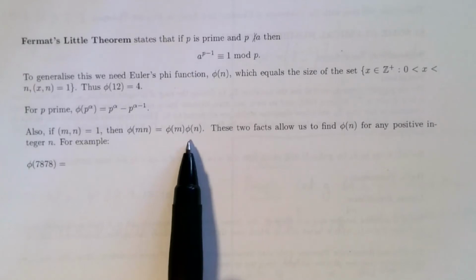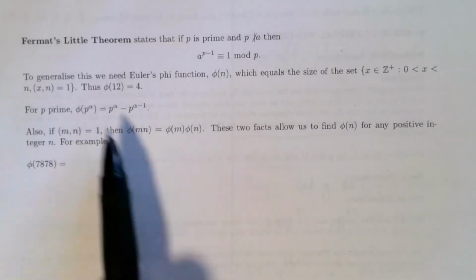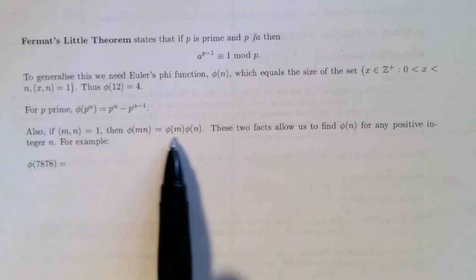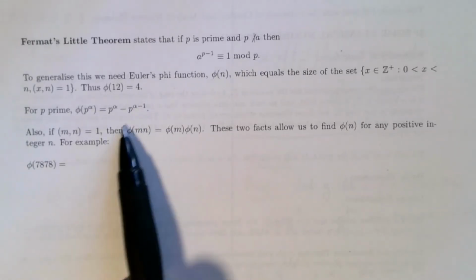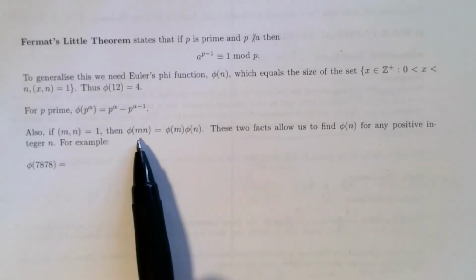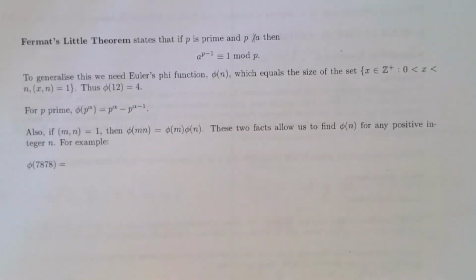Phi is multiplicative. Now, these two formulae here enable us then to find phi of n for any positive integer, as I'll show in the next example. So these two formulae are really quite key. This is not that easy to prove. It takes a little bit of work.